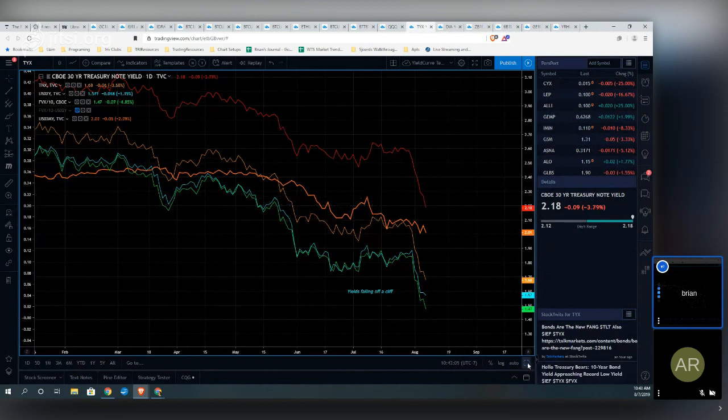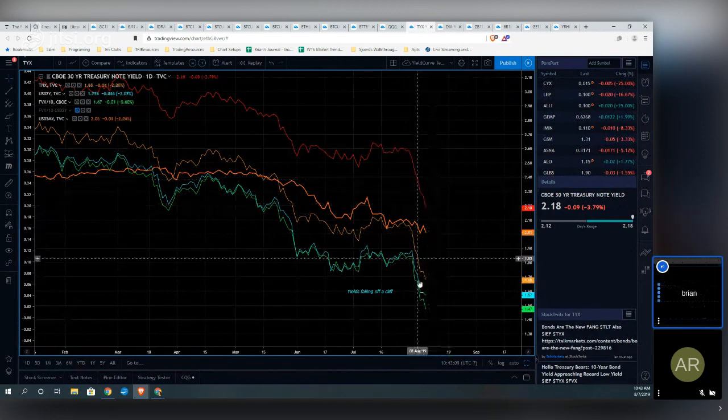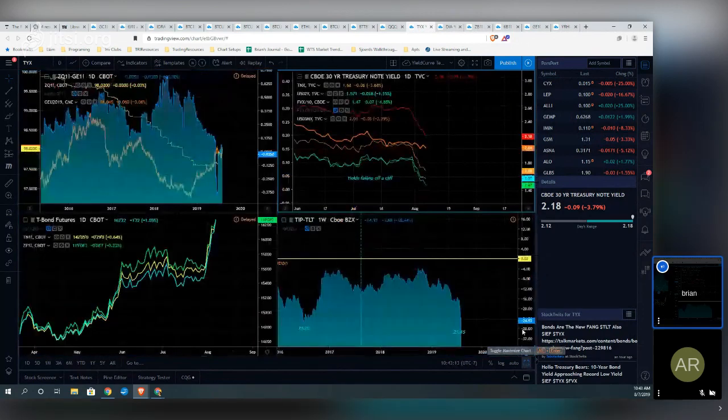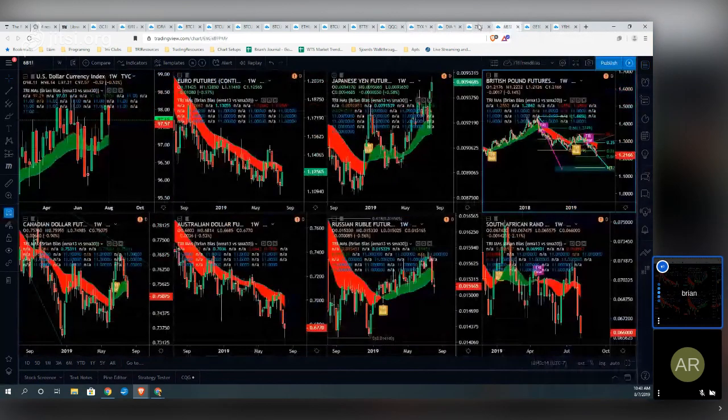All right, so the point of the matter here, yields are absolutely collapsing, getting very close to our inversion. Hasn't come in yet. Gotta wait for it. Wait for it. Point that I would just make is the bonds.